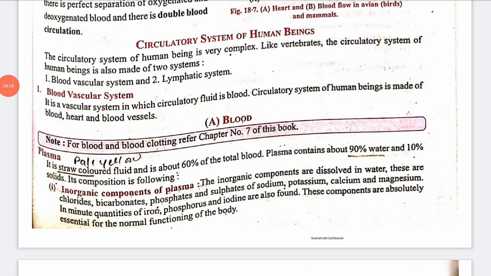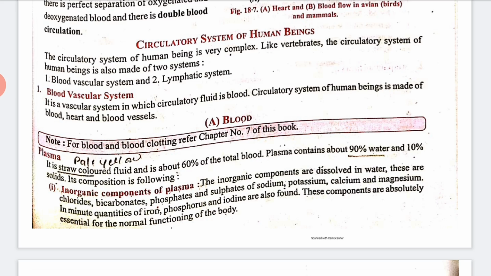Inorganic components of plasma. The inorganic components are dissolved in water, and these are chlorides, bicarbonate, phosphate, sulfate, sodium, potassium, calcium, magnesium, all these things. In minute quantities, iron, phosphorus and iodine are also found. These components are absolutely essential for the normal functioning of the body. So these all play a very important role.